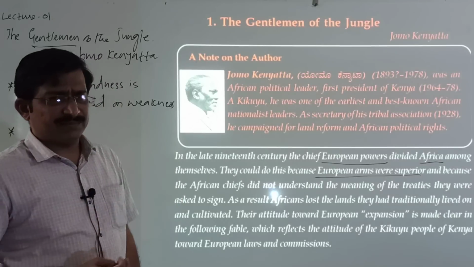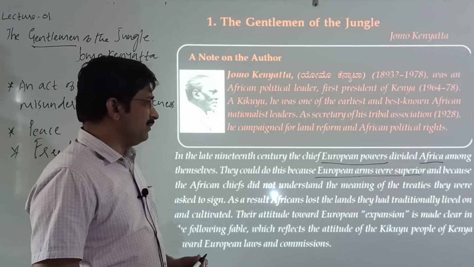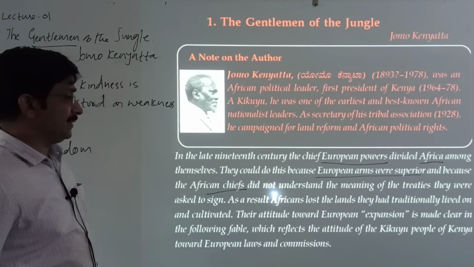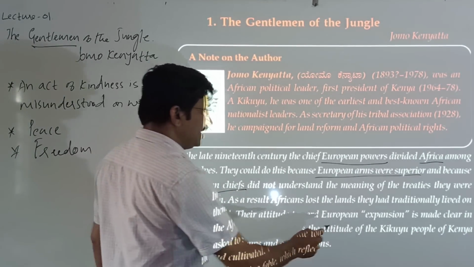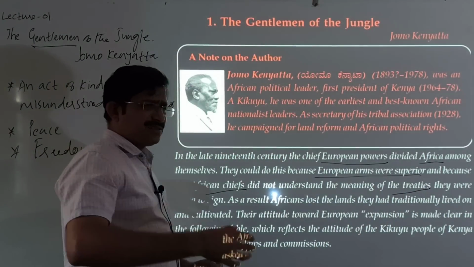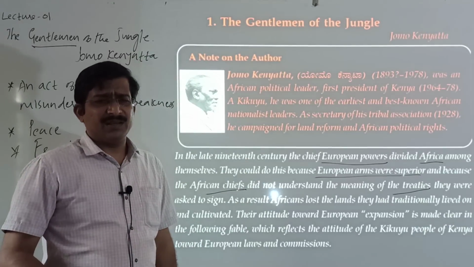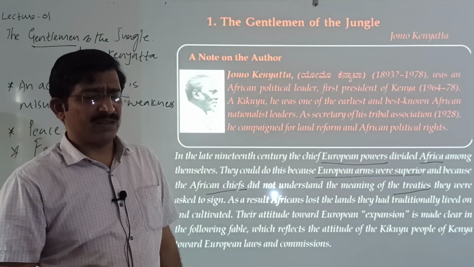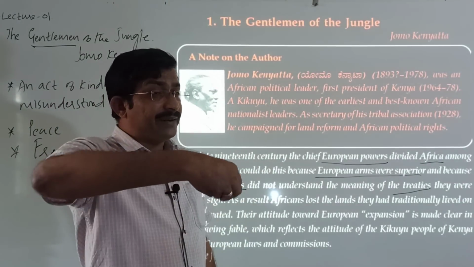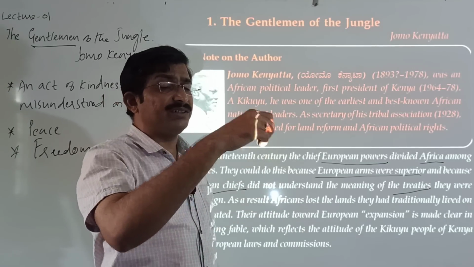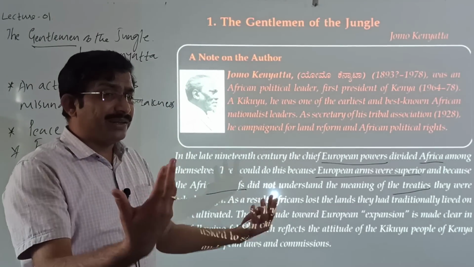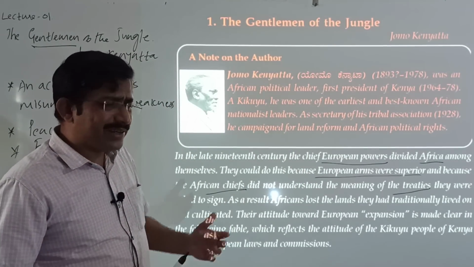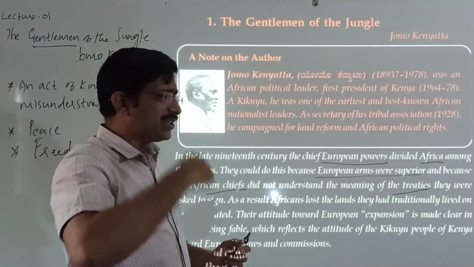were very superior, and because the African leaders, chiefs, didn't understand the meaning of treaties. These European nations came with new treaties or agreements, and Africans were forced to sign those treaties. They signed without understanding what was actually said. They didn't understand anything. Simply they signed those treaties.